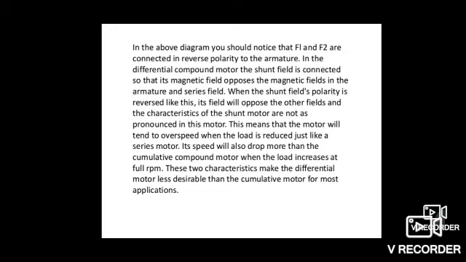In the differential common motor, the shunt field is connected so that its magnetic field opposes the magnetic fields in the armature and series field. When the shunt field polarity is reversed like this, its field opposes the other fields, and the characteristics of the shunt motor are not as pronounced in this motor.